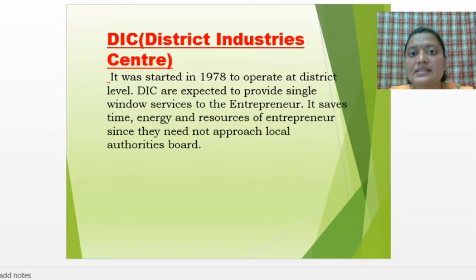Now in today's class we'll be studying the next institution, that is District Industries Center. District Industries Center was started in the year 1978 to operate at the district level. You need to understand that it saves time, energy and resources of the entrepreneur, since they need not approach the local authorities board. Here we are going to study the role, responsibility and functions of this institution, that is District Industries Center.